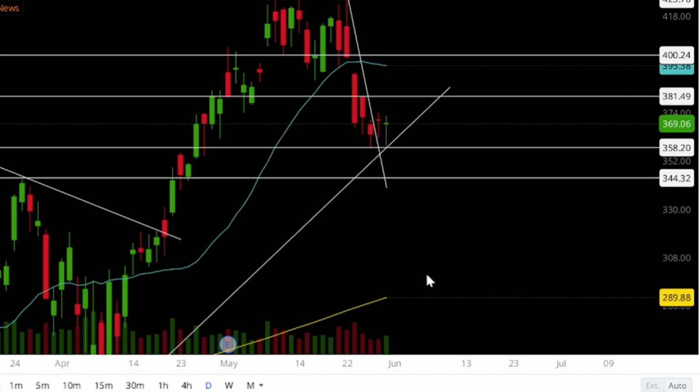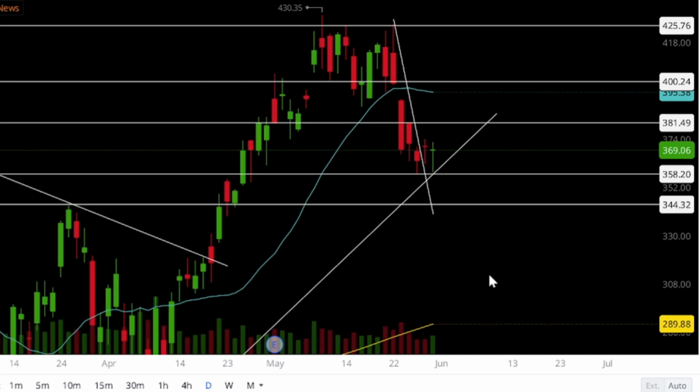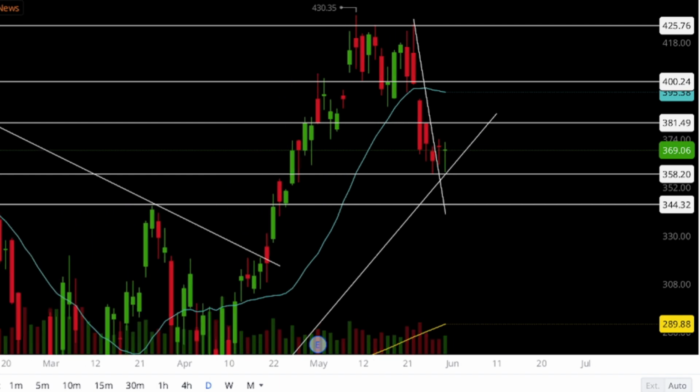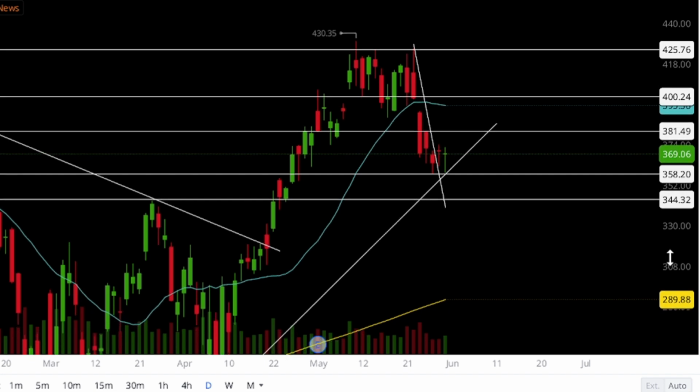On the flip side, if we somehow crash through this support and continue to pull back even more, it wouldn't be surprising to see that 344.32 support level get hit. And if we did pull back to that 344 level, we are still in an overall uptrend, because this thing is pretty overextended. We are still in an overall uptrend, so not something to panic about in the long-term picture.